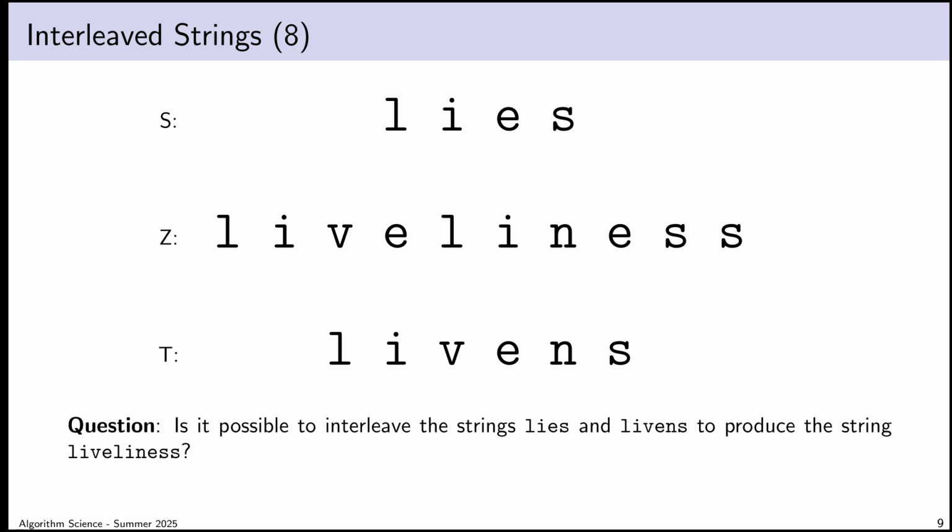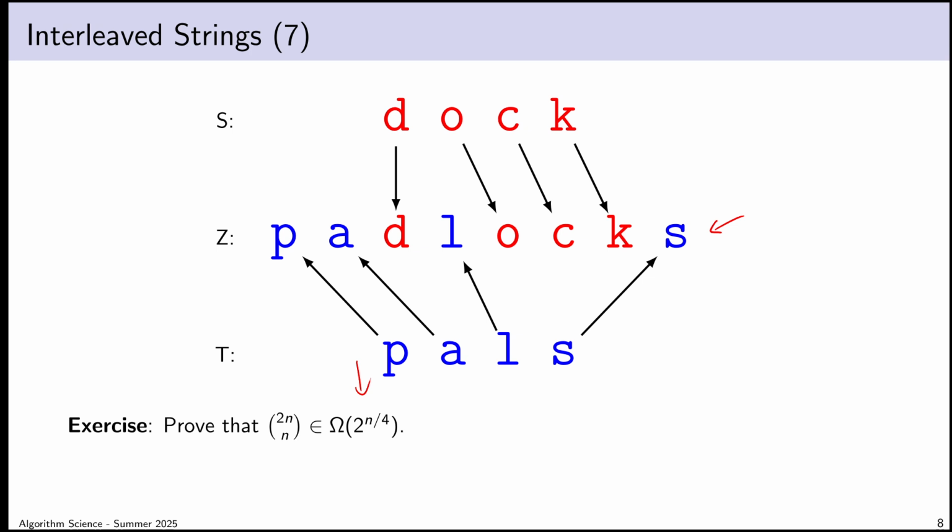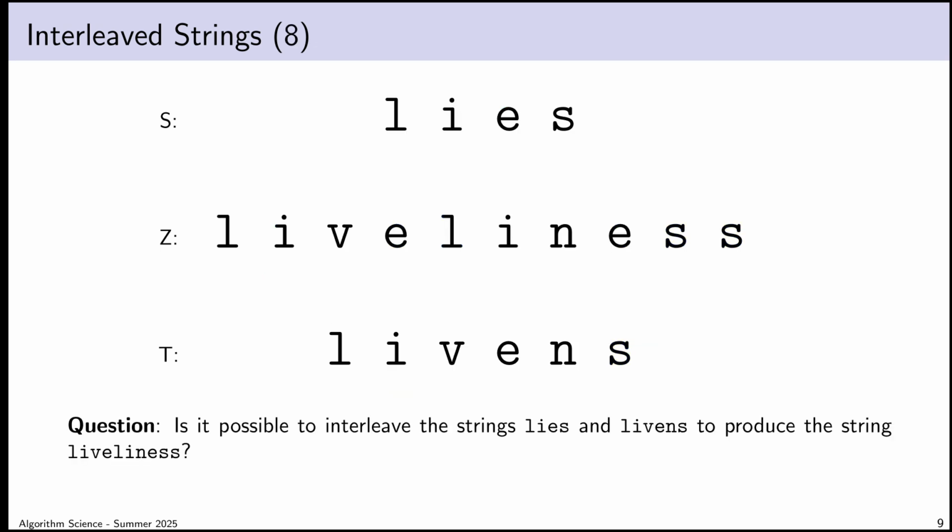So let's look at these three strings here. I want to use these as my example because this has a little bit more ambiguity than the previous case. If I look at z, the first character is p, and I want to create z by interleaving s and t. Well, it's pretty clear that the p has to come from t, because there's only one p available and it's the one down here. So to create some ambiguity, let's look at these three strings. The question is: is it possible to interleave the string lies and the string livens to create the string liveliness?